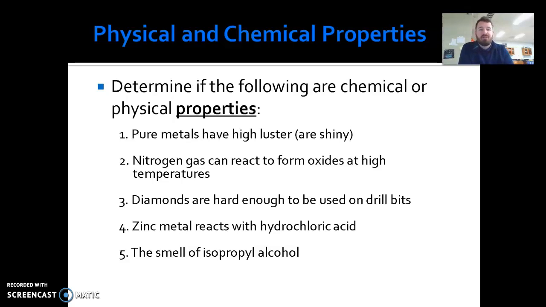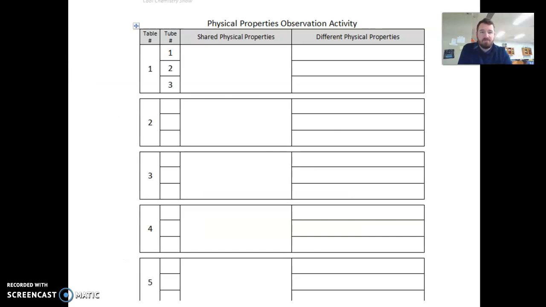All right, so let's determine if the following are chemical or physical properties. Take a second on your paper. I want you to write down a C for whether it's a chemical property and a P for it being a physical property, and then we'll check our work with the Ed puzzle. Very good.